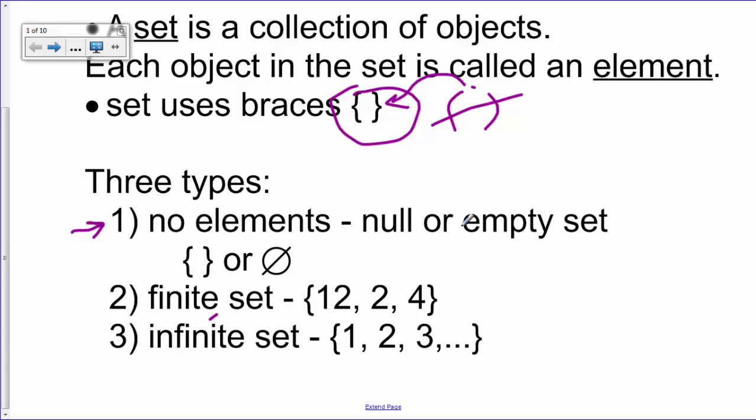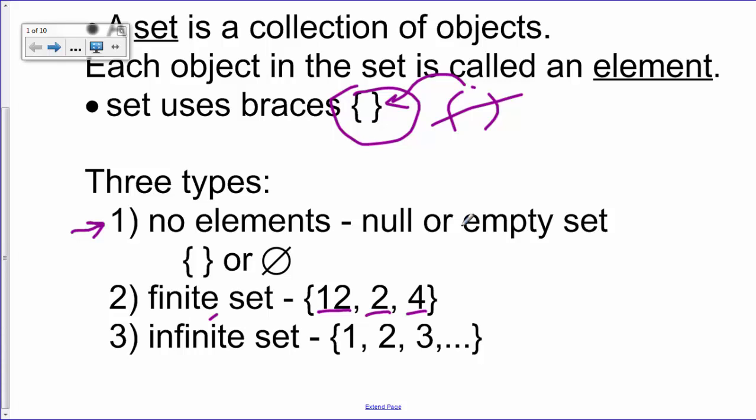A finite set means that there is exactly this in the set. So that's number 2 here, the finite set. And in this set we show 12, 2, and 4 being in that set. Those are the only numbers in that set. We see that they are listed with commas in between, and it's closed off with the braces.